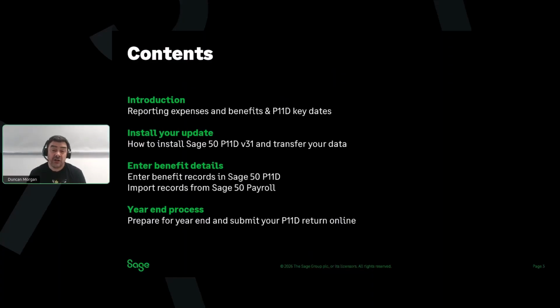We'll then take a closer look at recording benefit information in P11D. So we'll look at the various benefit records that you can create and also how you can import information from Sage 50 Payroll. And then we'll finish with a demo of the year-end process, running through a little bit of preparation for that, how to produce the P11D forms and complete your employer declaration, and then how to submit your P11D return online directly from your software.